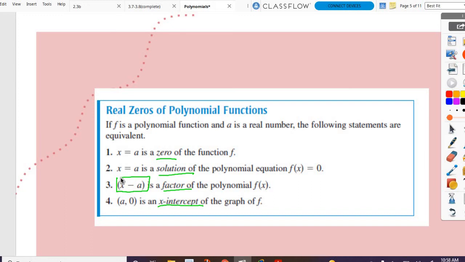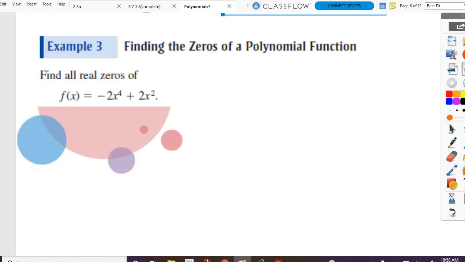So, let's look at an example. Remind me, if we're looking for our zeros, and that's the same thing as our x-intercepts, what is our y value for our x-intercepts? 0. So, what do we want to do with f of x? Make it 0. So, you would have 0 equals negative 2x to the 4th plus 2x squared. And then we're solving for x. But how do we solve for x on that?